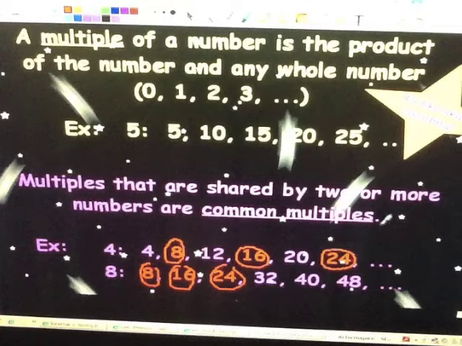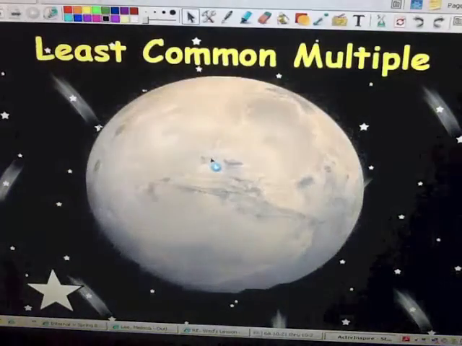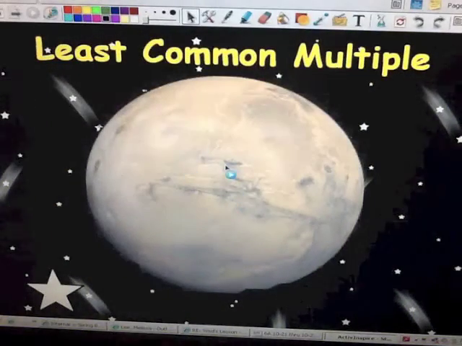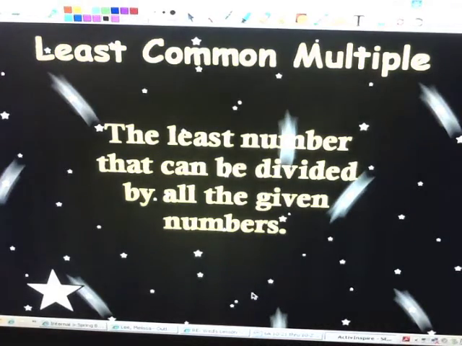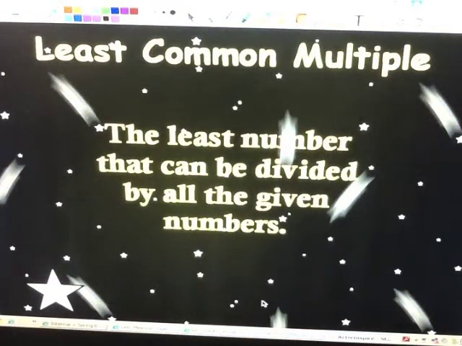They're not the only common multiples. We could continue listing our multiples, and there would be a lot more common multiples. But these are the first 3. So the least common multiple, you're going to need to write down this definition, is the least number or the smallest number that can be divided by all given numbers.